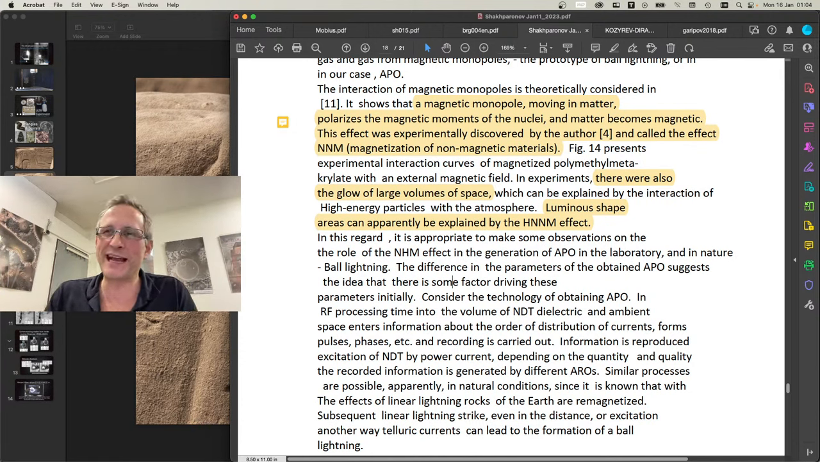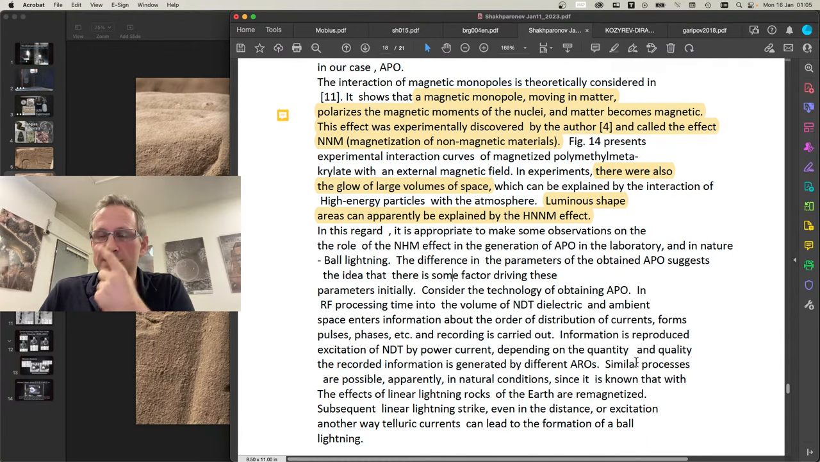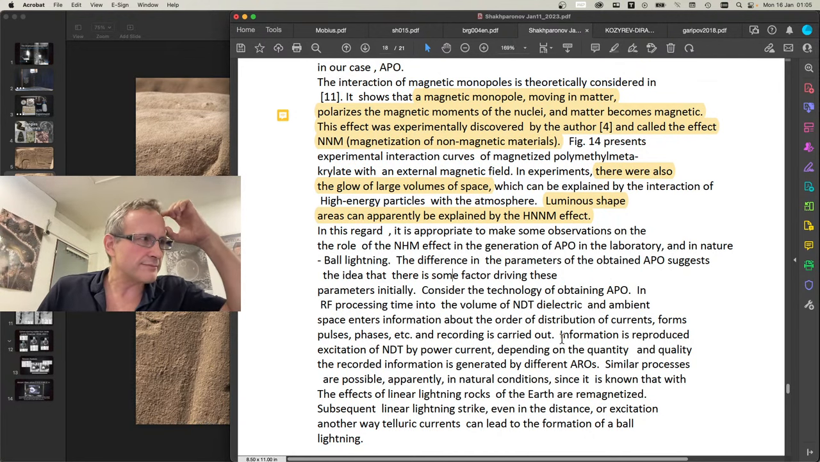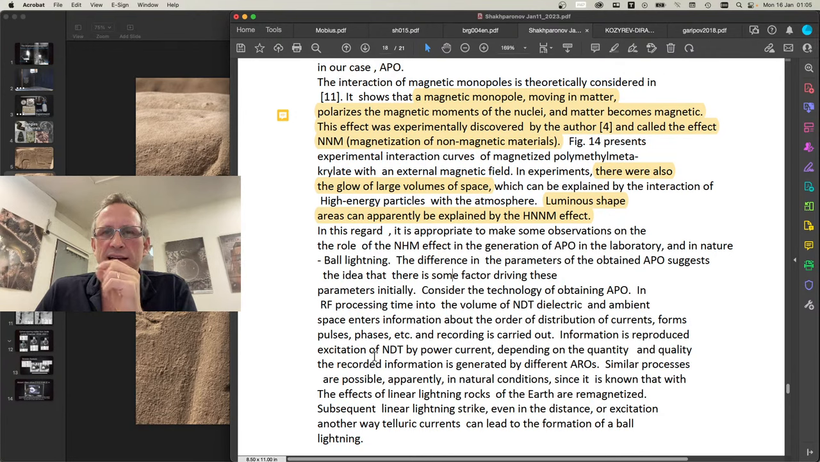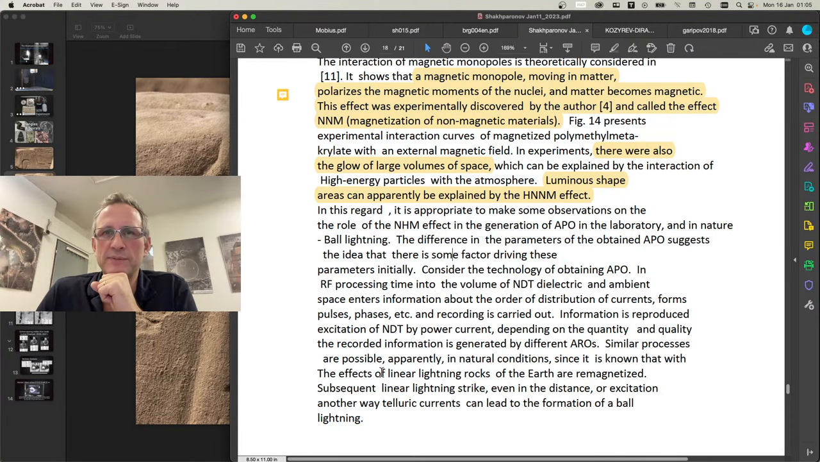And anyway, there's lots to go on about what they call string atoms and these magnetic flux tubes and stuff. But we'll talk about that in a totally different presentation because we have the evidence of that. And these authors are very close, I think, to being theoretically correct. Anyway, so information is reproduced when you give the power pulse, effectively. Similar processes are possible, apparently, in natural conditions.